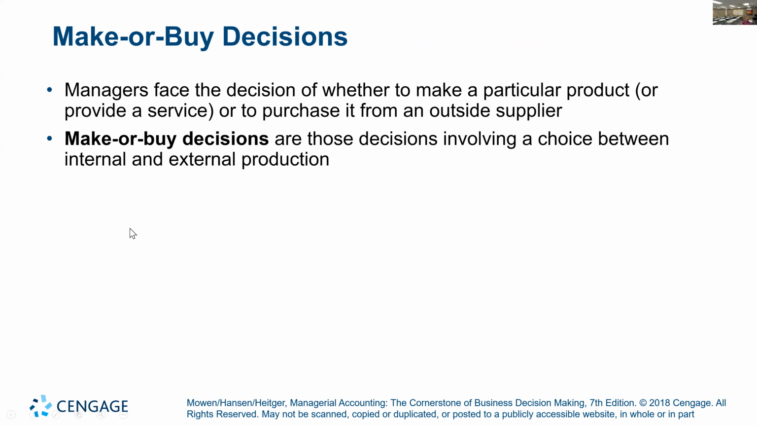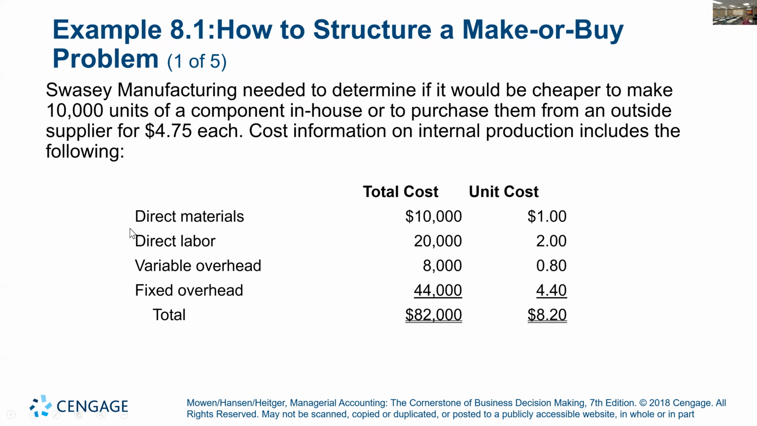So, make or buy. Internal or external production. Here's an example. Lossy Manufacturing needs to determine if it would be cheaper to make 10,000 in-house or purchase them from an outside supplier. Cost information includes the following. So we're going to go through here. What is relevant?